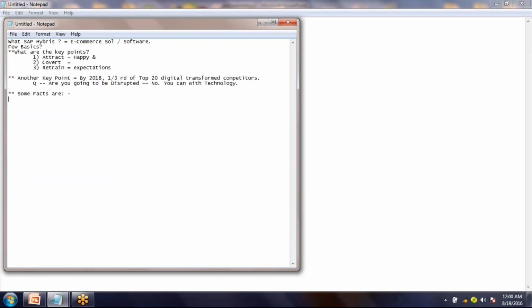Some of the facts are, these are some beautiful facts based on some surveys. The first one talks about what are the key points for you. The second one talks about how the industries will be by 2018. Next, some of the key facts: the first one is 99.76% of online ads are ignored.